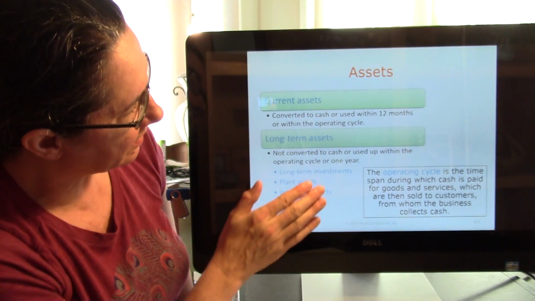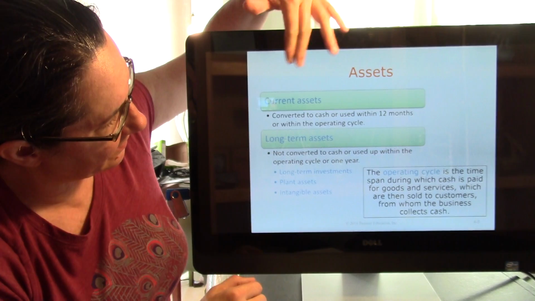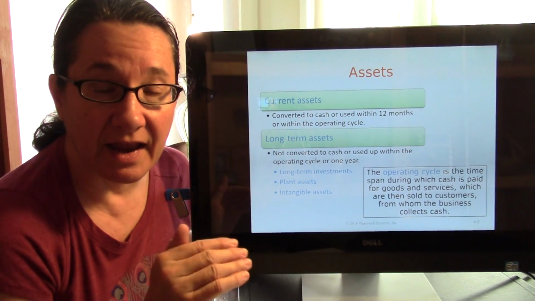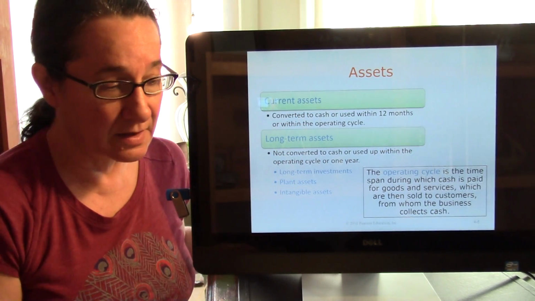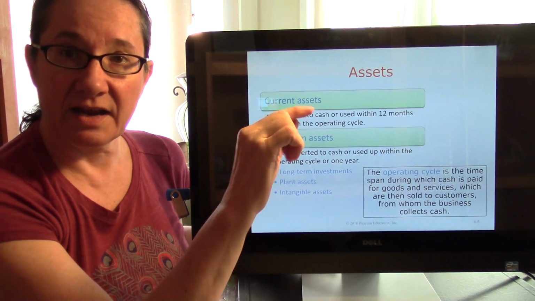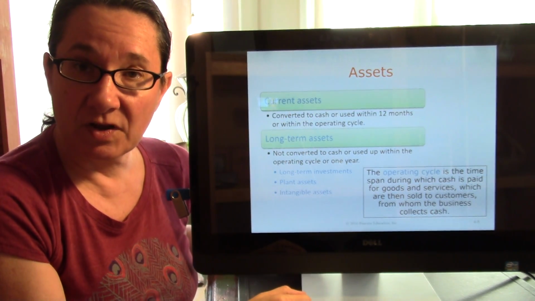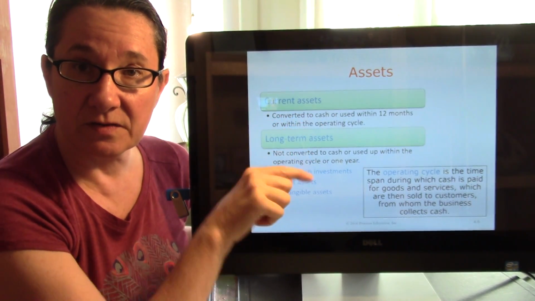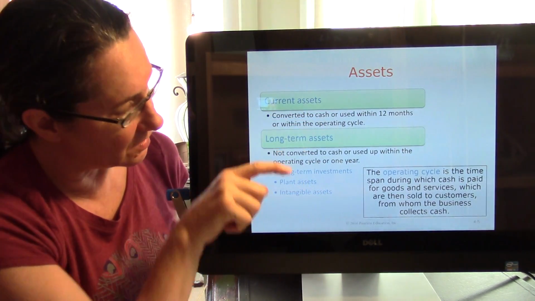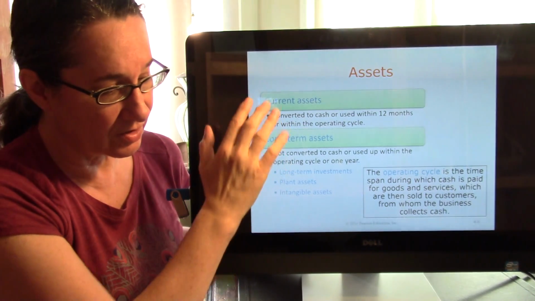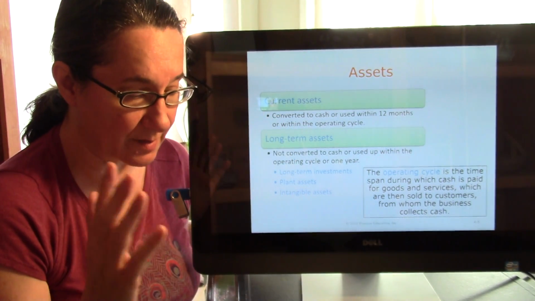So let's look here, right? This breaks out the two categories. If you were to look at a classified balance sheet, you know how we've always been running assets at the top of the assets column on the left? Well, now you just have two subcategories, current assets and long-term assets. All right, current assets are converted to cash or used up in a year.